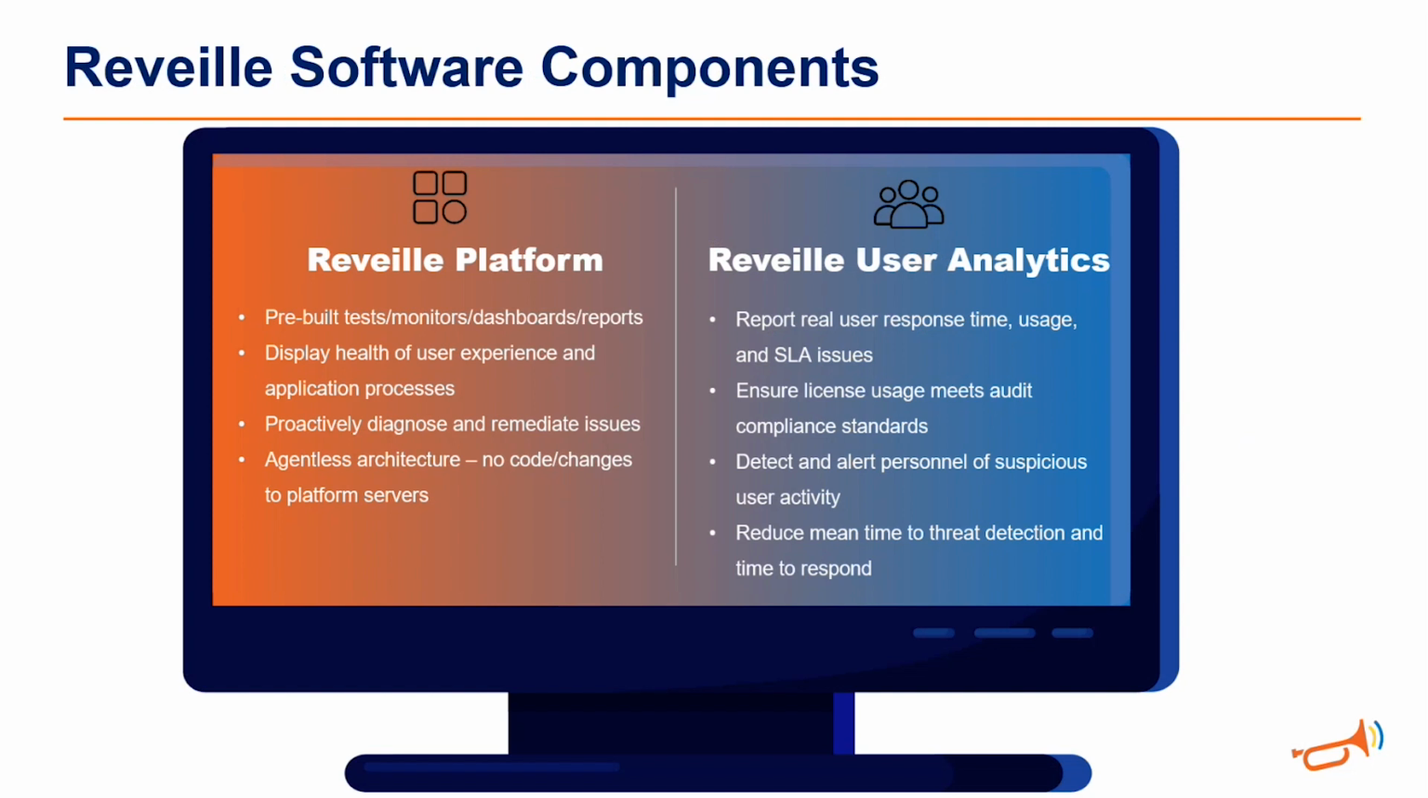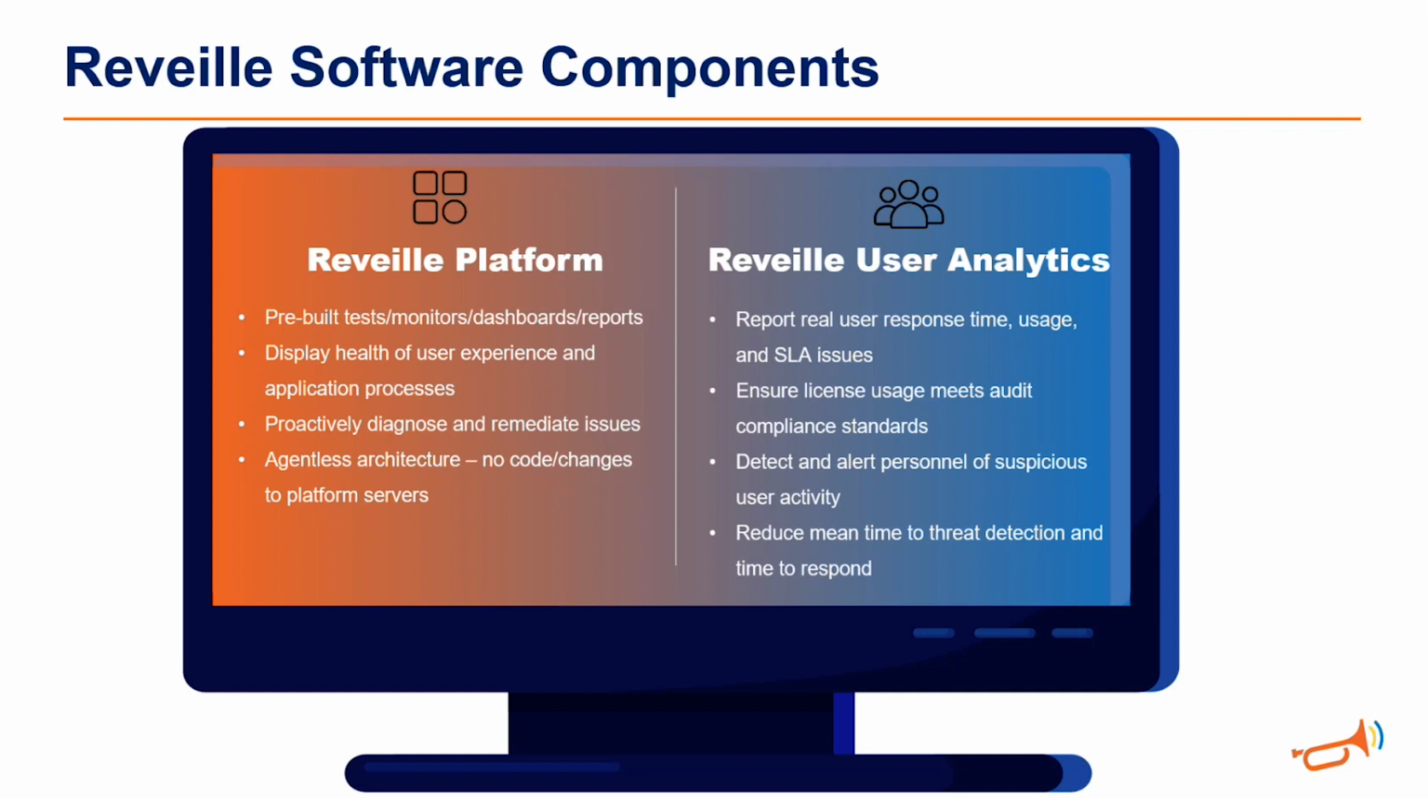The two main components of Reveille software are what we call Reveille Platform and Reveille User Analytics. The Reveille Platform code is the pre-built tests, monitors, dashboards, and reports that actually look at the ECM environment itself. So OnBase and Alfresco and Hyland RPA, that's the code that looks at how those systems are performing. It also contains the code that has our notification engine and our API. And it also contains the data that we capture on the operation and performance.